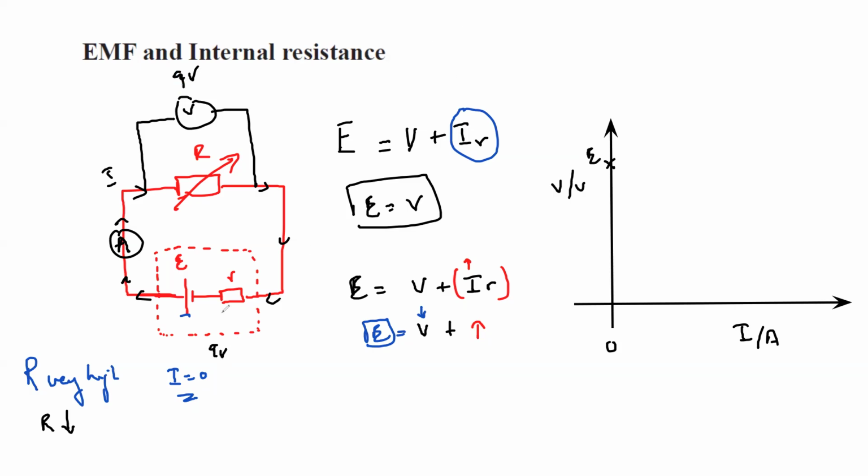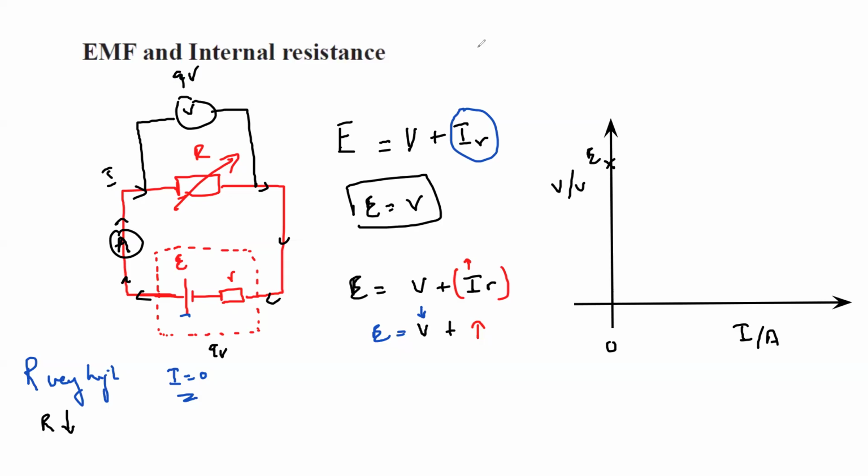If the voltage here is 4 volts, how much voltage will be here? 5. If the voltage here is 5 volts internally, how much voltage will be external? 4, because the total sum is 9 here. If the voltage internally is, let's say, 6, how much voltage will be here? 3. If the voltage here is, let's say, 7, how much voltage will be here? 2. So as you can see, if the internal voltage increases, the external voltage will decrease.